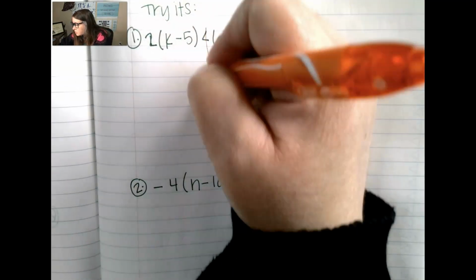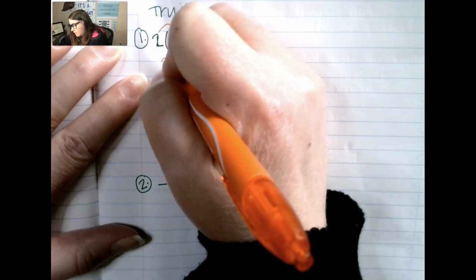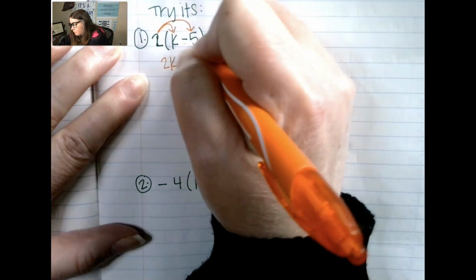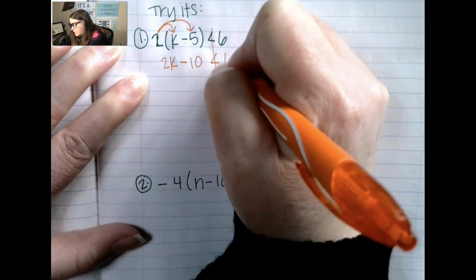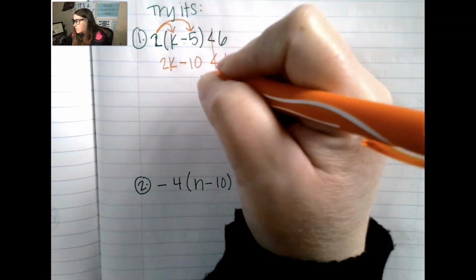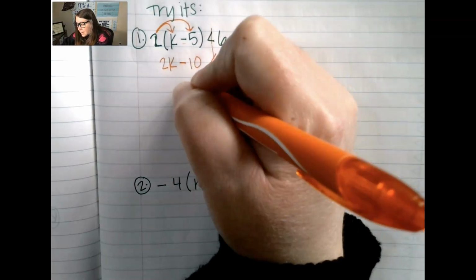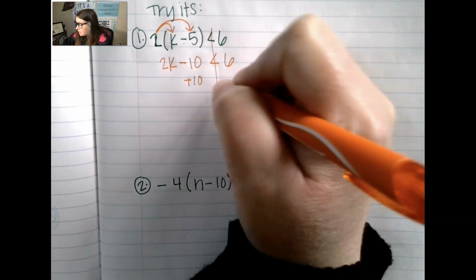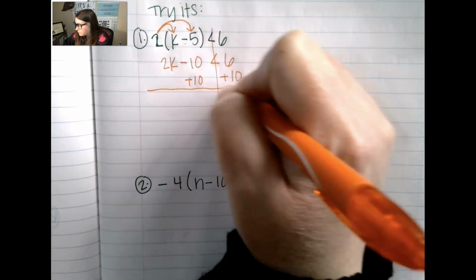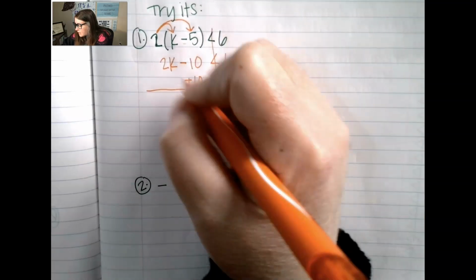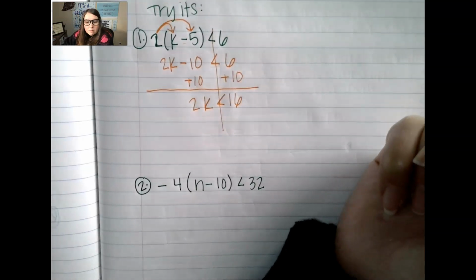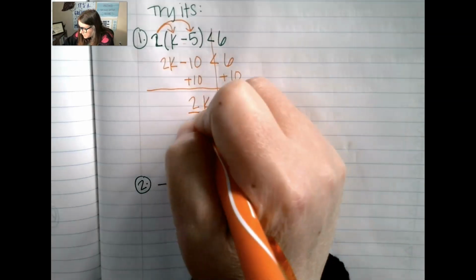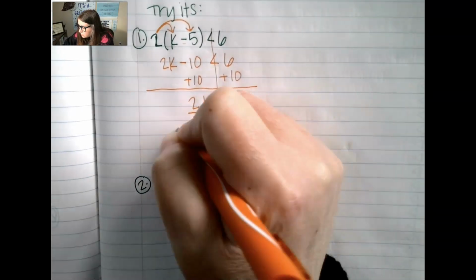All right, so first we're going to draw a line and we're going to multiply. So 2 times k is 2k, and then 2 times -5 is -10. We then have less than 6. All right, now we're ready to do our 2 steps. So right now it says -10. We're going to add 10 and add 10. This gives us 16, and this says 2k is less than 16. Now we are ready to divide by 2. So we're going to divide by 2 and divide by 2.